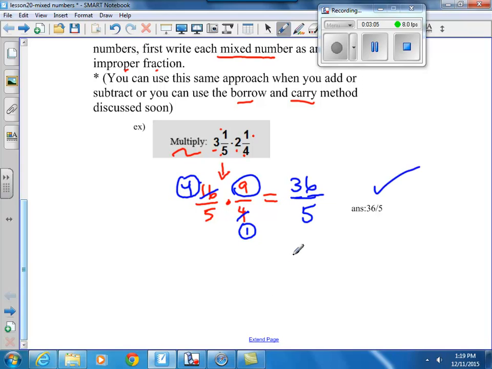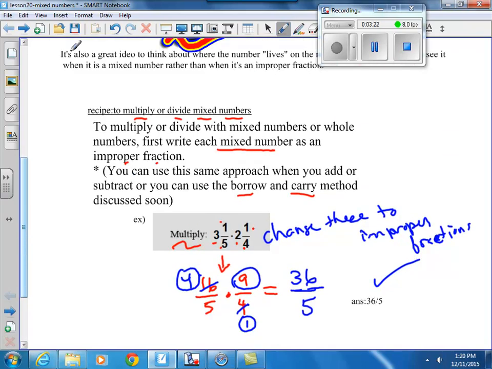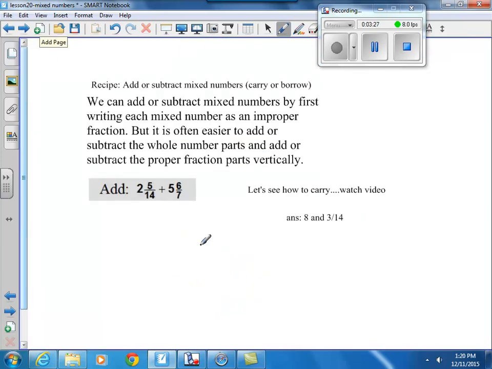So note to self, change these to improper fractions before operating on them. Okay? It's a great approach. Whether you're multiplying, dividing, adding, it's always a great approach to deal with mixed numbers. When you are adding or subtracting mixed numbers, you certainly have the freedom to change them to improper fractions, but it's often easier to just add or subtract the whole number parts and the proper fraction parts vertically.